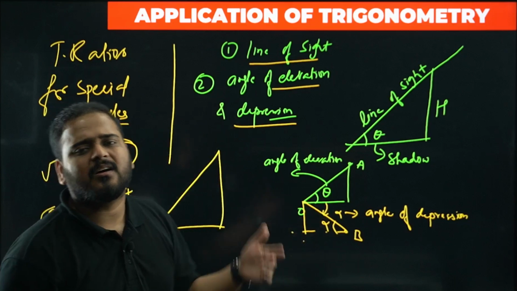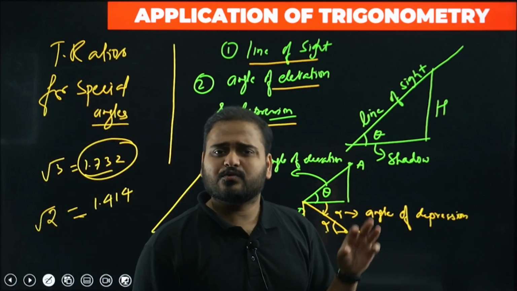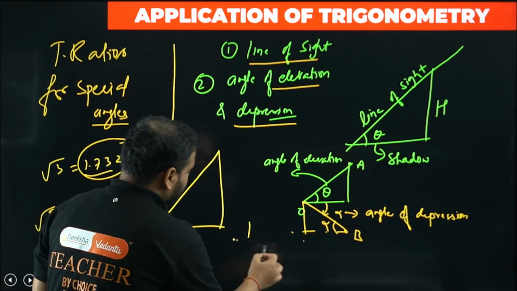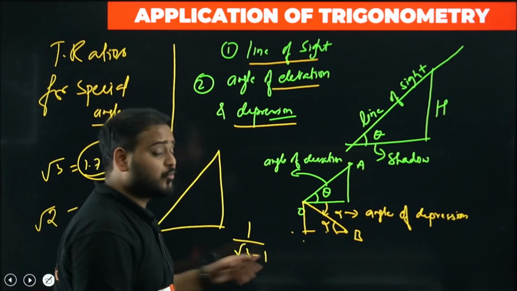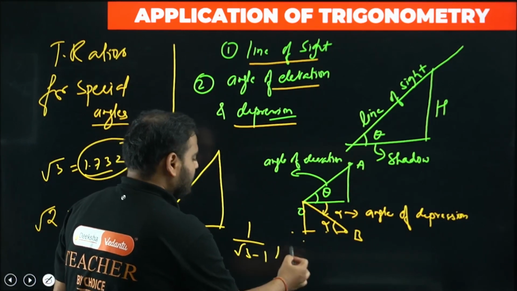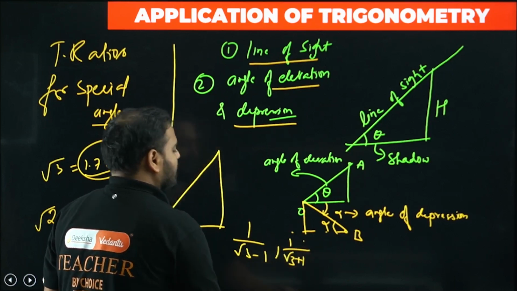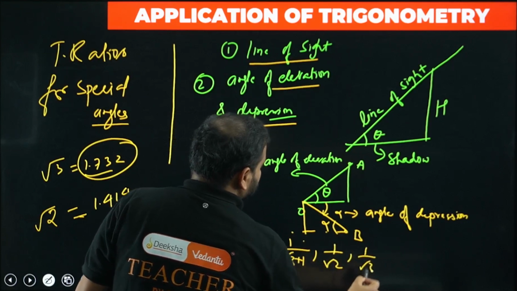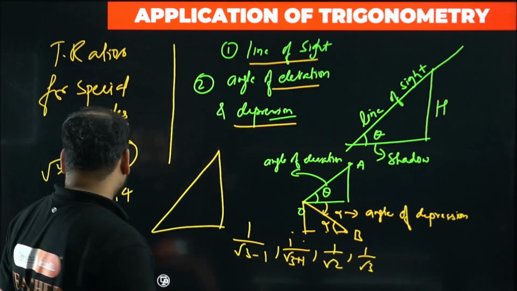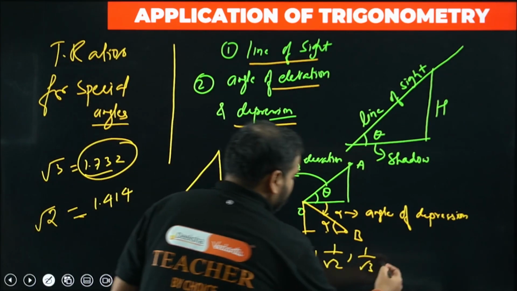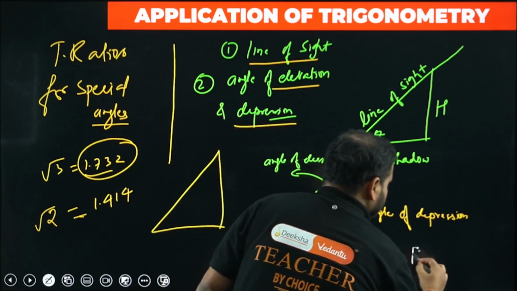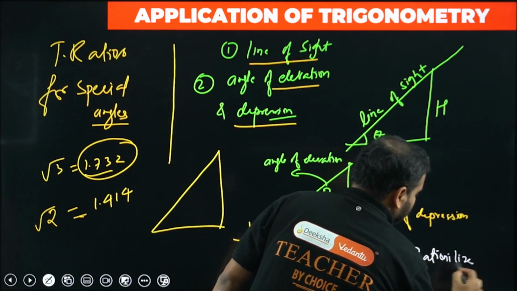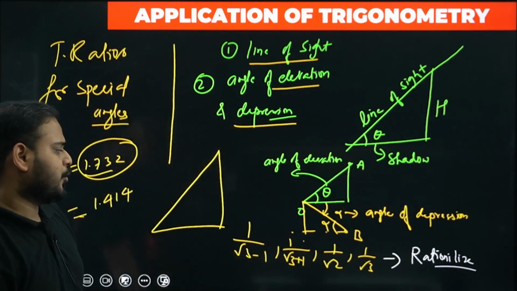Because 1 by root 2 is there, root 3 by 2 is there. For those values, once you rationalize these things, and don't worry, whenever you're getting root 3 minus 1 or root 3 plus 1 in the denominator, or simply root 3 plus 1, or 1 by root 2, or 1 by root 3, something like that, make sure that you rationalize. Don't leave it like this. Please rationalize this.